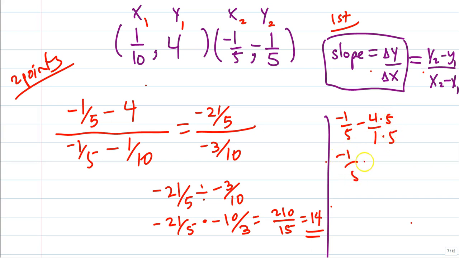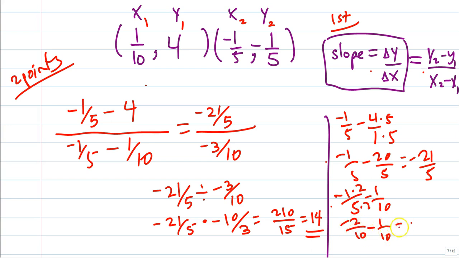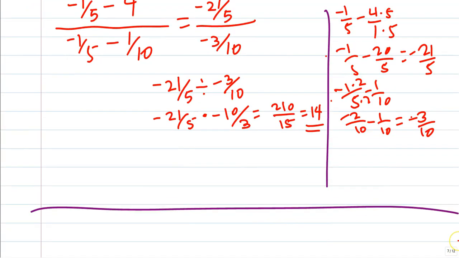Negative 1/5 minus 25ths is negative 21/5. Negative 1/5 minus 1/10, common denominator. Negative 2/10 minus 1/10 is negative 3/10. So make sure you can handle this, okay?